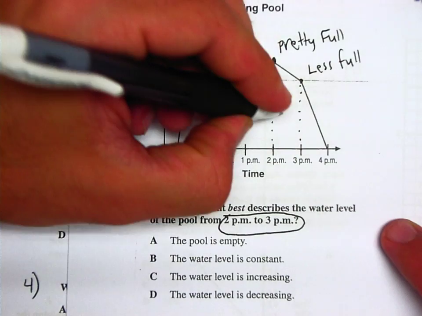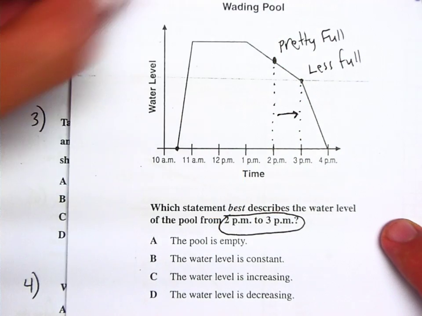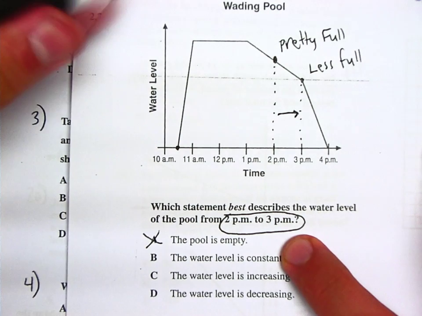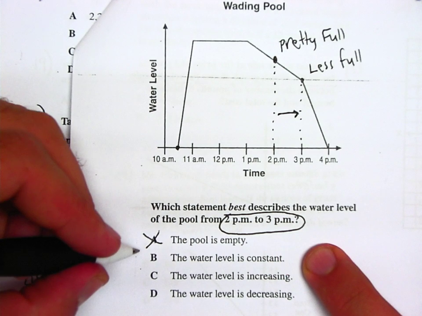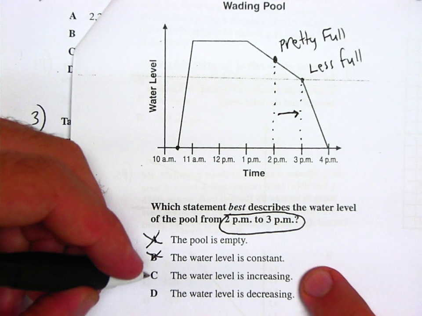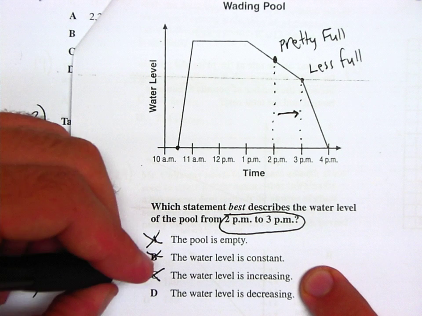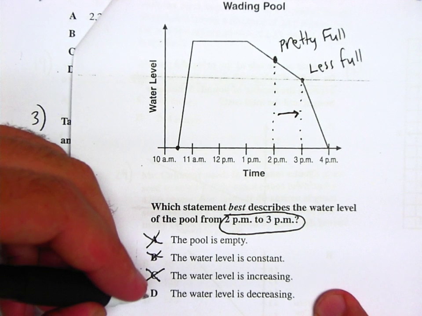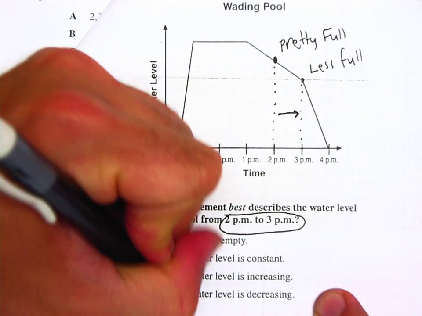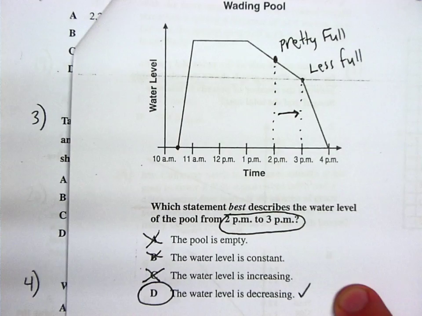So what happens from 2 to 3 p.m.? The pool is definitely not empty, so I can cross out A. The water level is not constant. It's actually changing, so I can cross out B. The water level is not increasing. The pool is not getting more full, so I can cross out C. What's happening to the water level is it's decreasing. There's actually less and less water in the pool, so I know the answer is D.